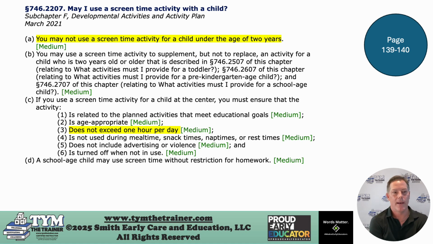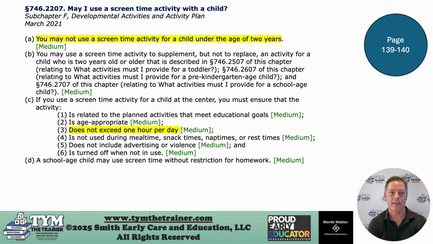Here's where it's going to talk about screen time. So screen time is defined as any time a child is looking at a screen. So that could be a phone, it could be a tablet, it could be a TV, it could be a computer, it could be a video game. If it's got a screen, it's screen time. It's the clearest way of defining that right there. Children under the age of 2 are prohibited from having screen time. So no screens for those infants, toddlers, anyone under the age of 2.